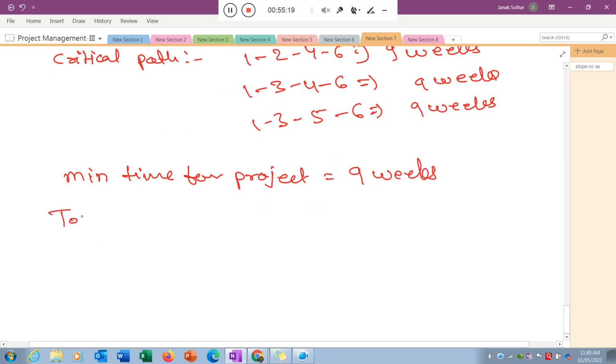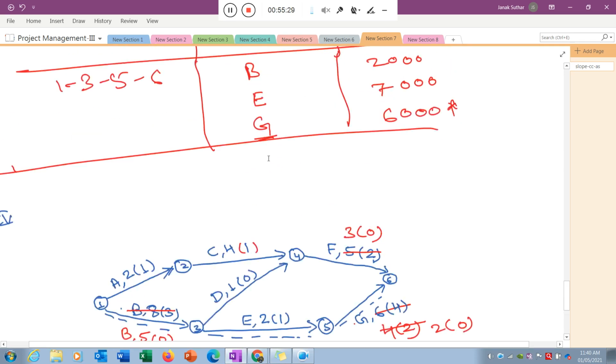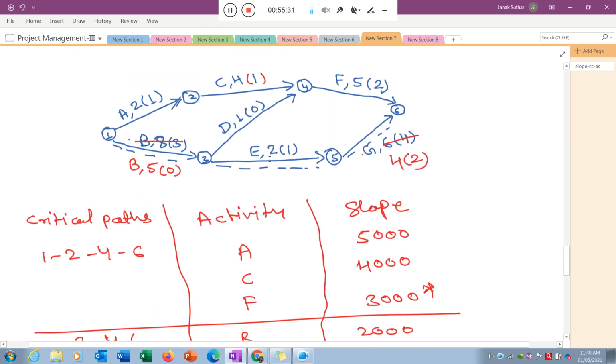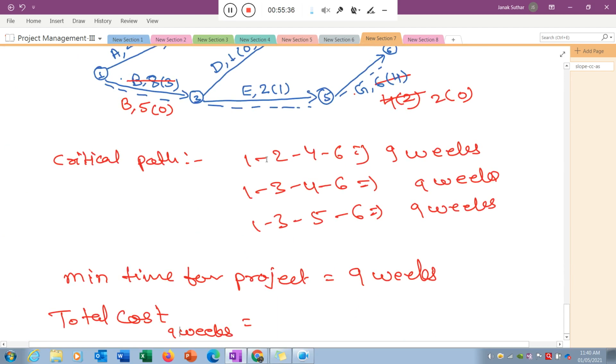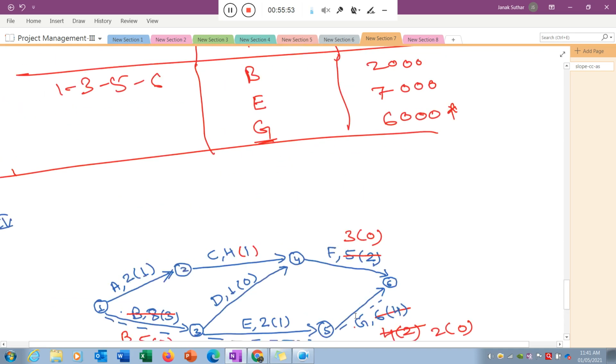Now what is the total cost in the 9 weeks? Okay, I can complete my project in 9 weeks, no issue, but what will be the cost now? That you need to identify. So I just check in the 11 week, there the cost is 1 lakh in 11 weeks. Now I reduce this particular 11 weeks into 9 weeks. Then what will be the cost increment?